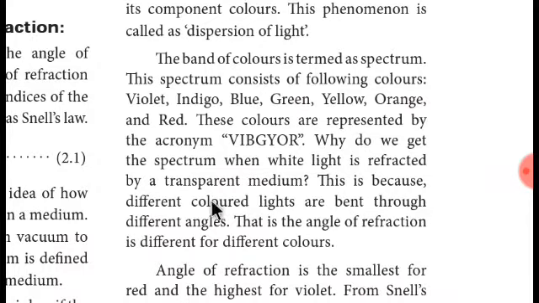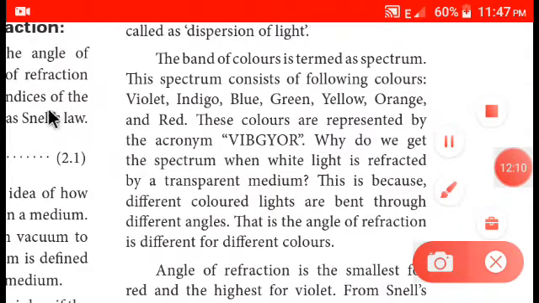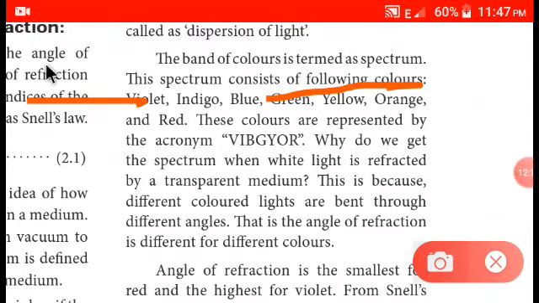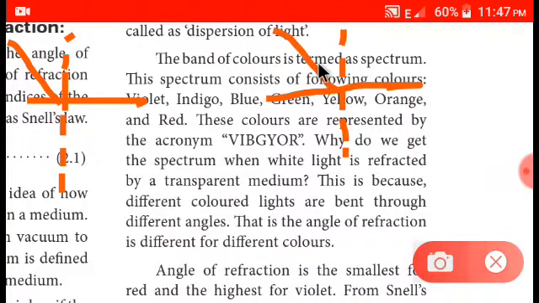And this is because different colored lights are bent through different angles. That is, the angle of refraction is different for different colors. Take 2 examples. The upper portion is air and the lower portion is water. The same for here. Upper is air, lower is water. We are going to incident red light here, and here it is a violet light. Both have incident angle i. So if this is 30°, then this will also be 30°.